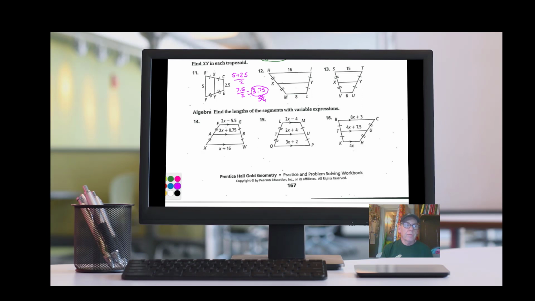Let's look at number 12. They want us to find xy. That's going to be the average. So again, the formula we're using is base 1 plus base 2 divided by 2 equals the mid-segment length. So 16 and 8 is 24. Divide that by 2, 24 over 2 comes out to be 12. This one was 3.75.